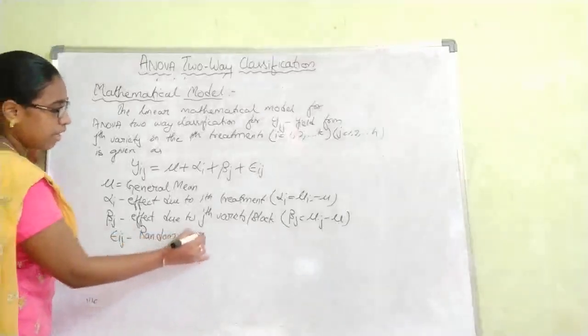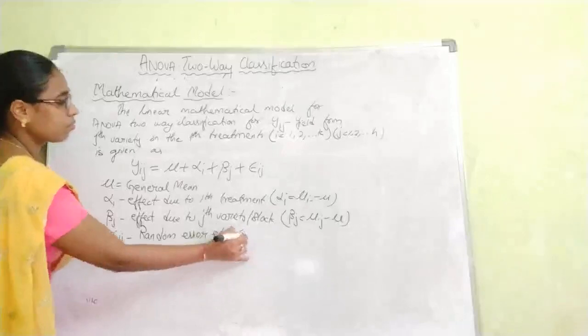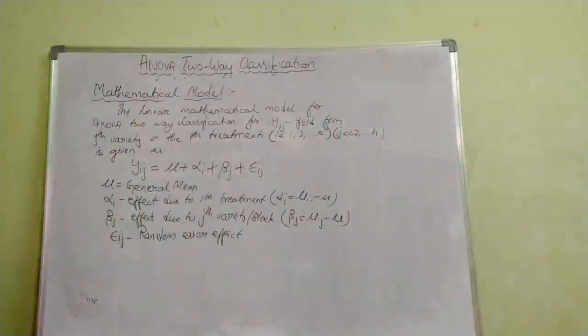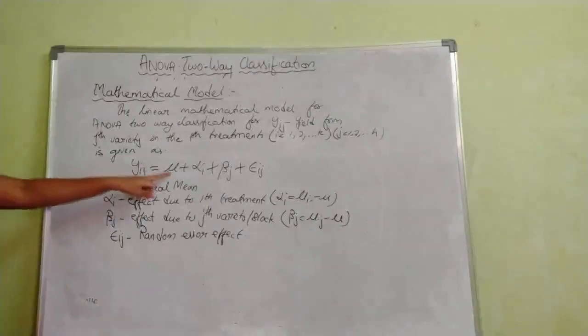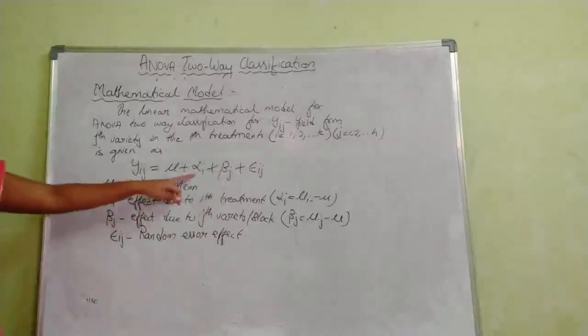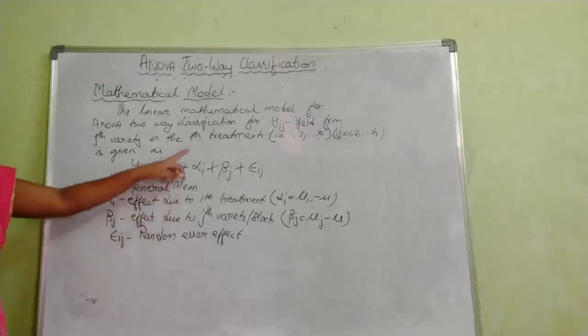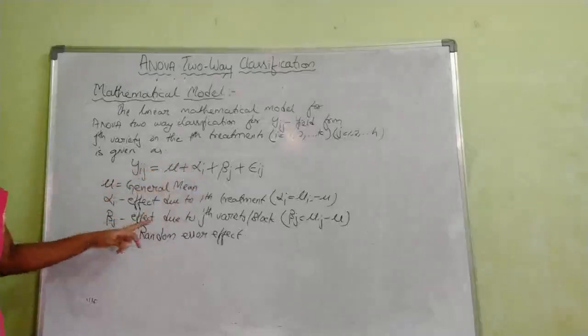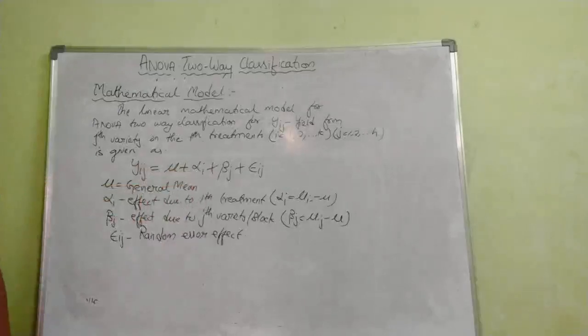Random error effect. So this is a linear model for the ANOVA two-way classification: Yij equals mu plus alpha i plus beta j plus epsilon ij. We know in one-way classification we had only treatments, that's why only the treatment effect was given. In ANOVA two-way classification we will also have the blocks, that is variety. So the variety effect will also be present. That's why we have an additional term, beta j, and epsilon ij is the random effect.